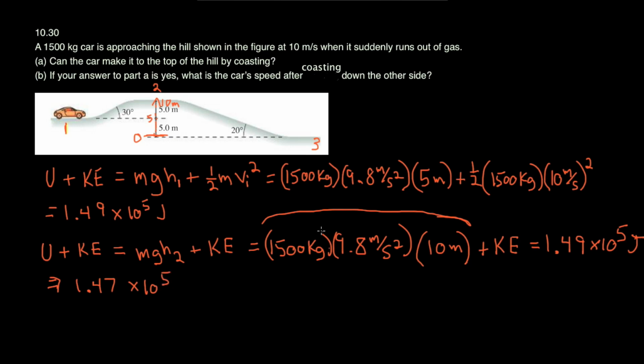And so what that means is that there has to be some kinetic energy to make up that last 0.02 times 10 to the fifth joules. That means it definitely makes it to the top of the hill, because this part is only equal to 1.47 times 10 to the fifth. And 1.49 times 10 to the fifth minus 1.47 times 10 to the fifth is 0.02 times 10 to the fifth. That's how much kinetic energy is left at the top of the hill. So it's going to be moving. So can it make it to the top of the hill by coasting? Yes.